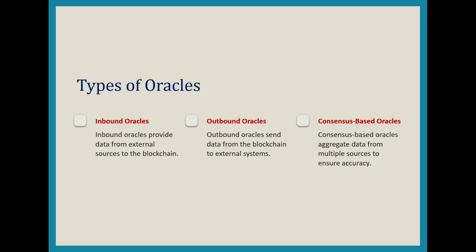Okay, so what are the types of oracles? There are three types of oracles we'll cover today: inbound oracles, outbound oracles, and consensus-based oracles. Inbound oracles provide data from external sources to the blockchain. Outbound oracles send data from the blockchain to external systems. And finally, consensus-based oracles aggregate data from multiple sources to ensure accuracy.